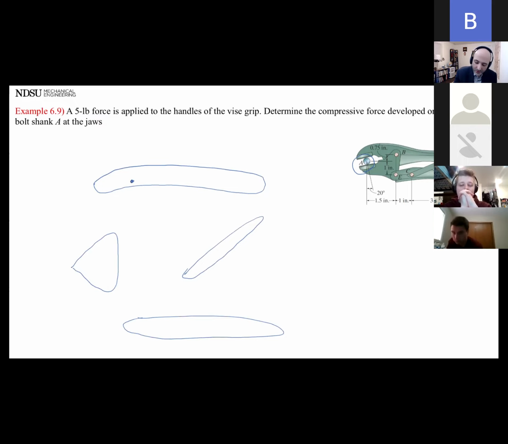Then I would usually like to go back and put the labels and pins back on so I can keep track of which points they go together. Then I have a C that goes here. Then I have an E, which is on kind of the same line as C. And then I have another E here. I have my B here. I have my A here. So that's step 1 of the free body diagram.